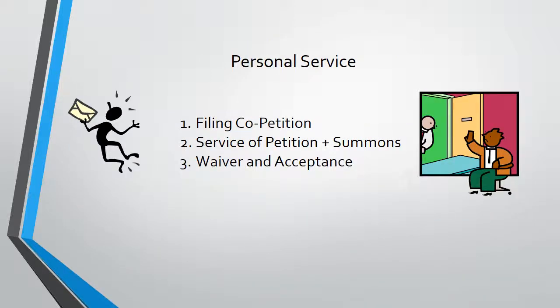Once the initial paperwork has been filed in a Colorado divorce proceeding, the all-important step of personal service arises. And there are a number of ways that parties can fulfill the personal service requirement, and the three most popular ways are listed there on your screen. There's filing of a co-petition or filing jointly, and that's where both parties complete and sign the same petition and file a single petition with the court. The second way is through service of petition and summons.